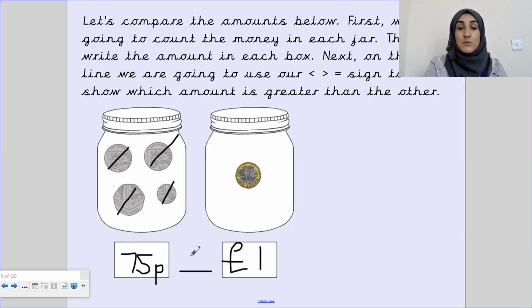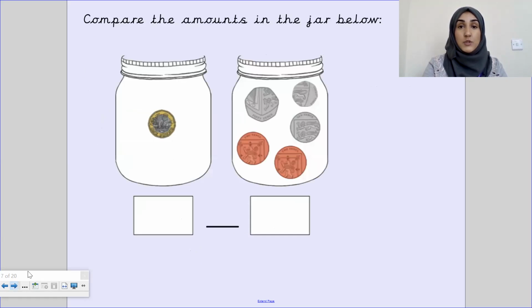Now, which side has more? Oh, I think £1 is greater than 75 pence because I know that in £1 there are 100 pennies, and 100 pennies is more than 75 pennies. Okay, well done for doing that one with me. Let's go on to the next one. So pause the video here and have a quick count of all the money in both jars.